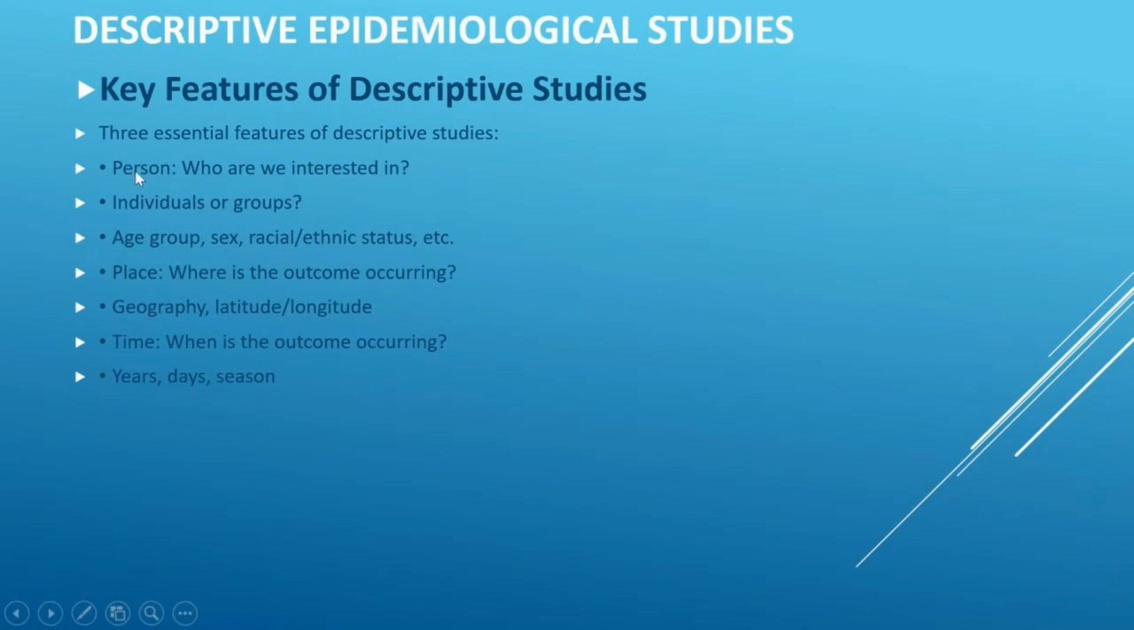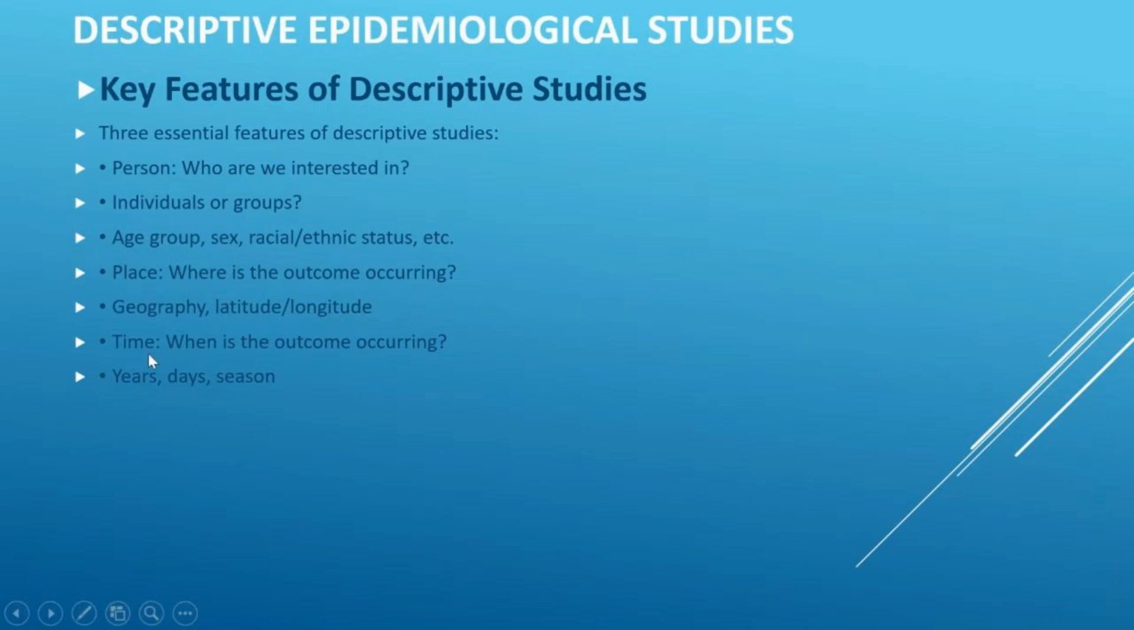So the first thing is person, the second thing is place. Where is the outcome occurring? You need to tell them the geographic location of that country or city, and the latitude and longitude where these places are located. Certain problems are more common in hot, humid environments, and certain problems are more common in the colder areas of the world. So the climate, the diet, the environment, so many things come into play.